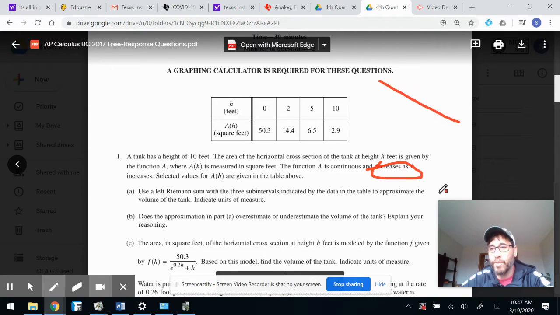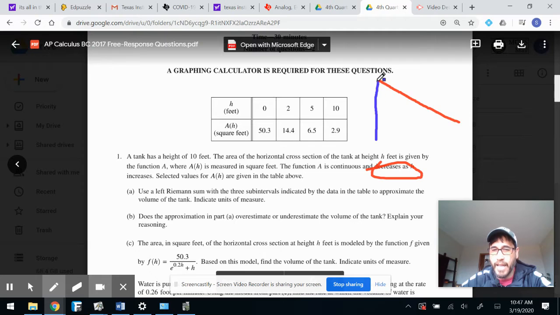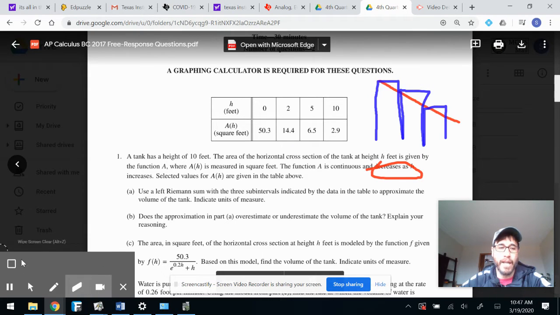So if I was to graph it, it would look like that, right, class? If I was to do a little LRAM, that means we use the left side, and every single one of my rectangles is going to be over the line. So guess what? It's going to be an overestimate, right, class?